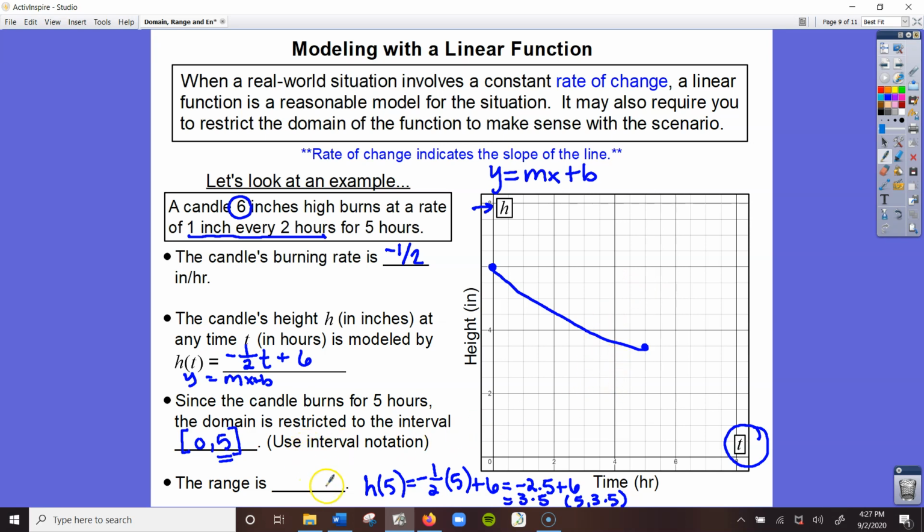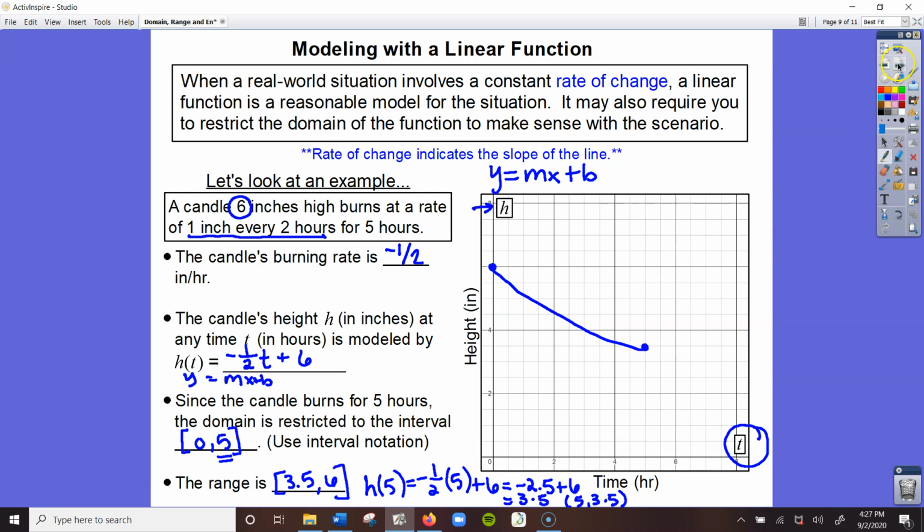Because we used interval notation, we'll stick with interval notation for the range. Both of these values will be included, so I'm going to use a bracket. The smallest possible y value I see is 3.5, and the largest y value is 6. And that's the range of this function.